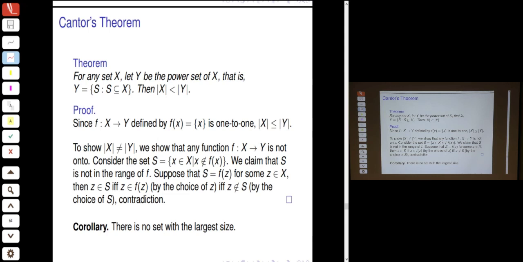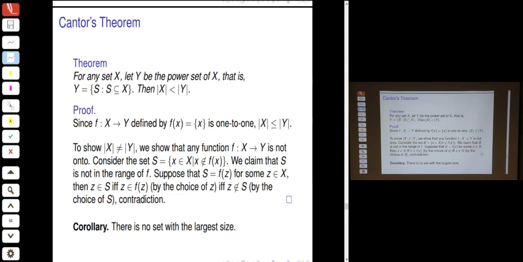So let's just see this. We consider this set S. The S will be the set the function f misses. So this is a set. Now we claim that S is not in the range of f. The capital S is the set you miss.